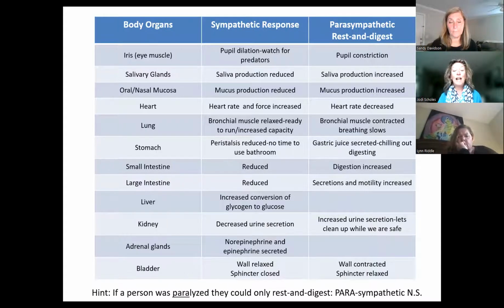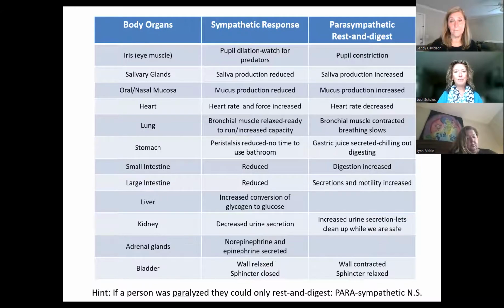Heart rate during rest and digest. So this is a time, parasympathetic, we rest, we digest, the heart rate slows down, our breathing deepens. So gastric juices start being secreted. We're chilling out. We're digesting. We feel safe. This is the rest and digest.